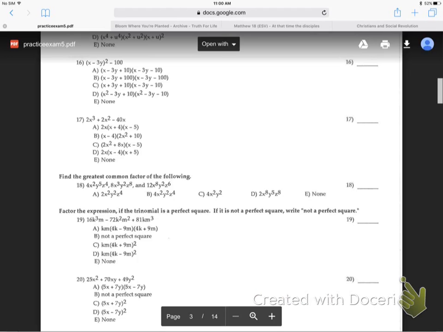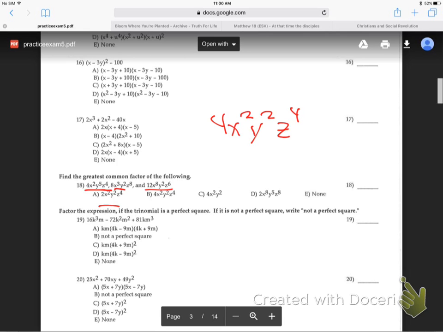Okay, 18. Oh, yeah, GCF. So as you look at this, they want you to do GCF. Well, what goes into 4, 8, and 12? 4. And then what do you do for the powers? Take the lowest x, lowest y, lowest z. What's the lowest x? X2. What's the lowest y? Y2. What's the lowest z? Z4, right? Is it A? 2y2 z4. Yeah, A. That good? GCF.